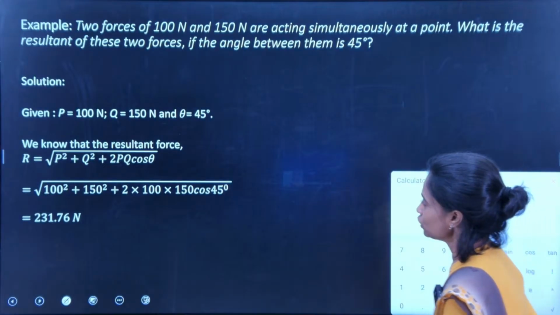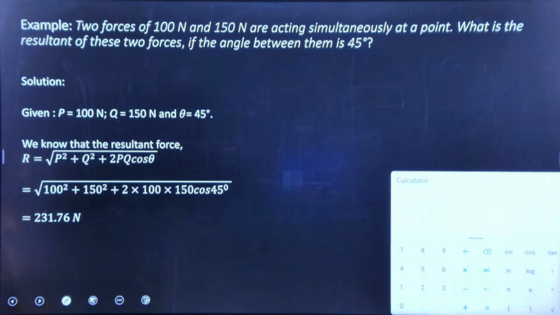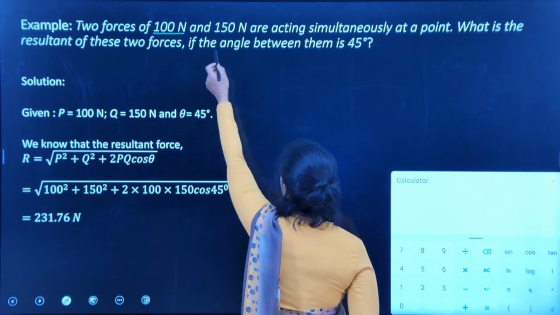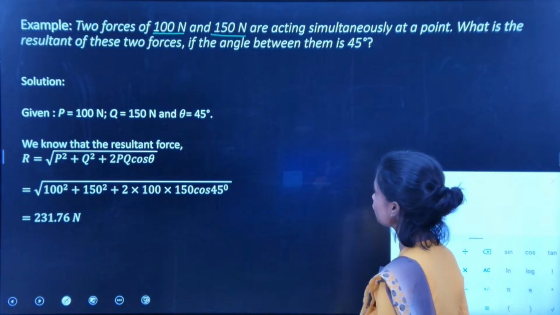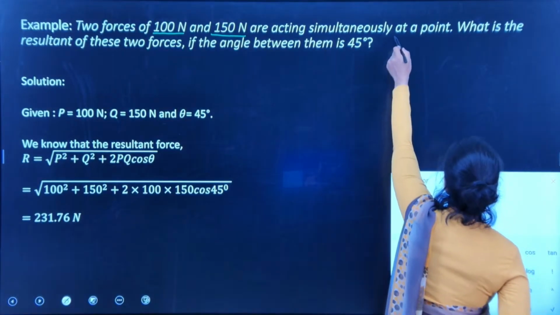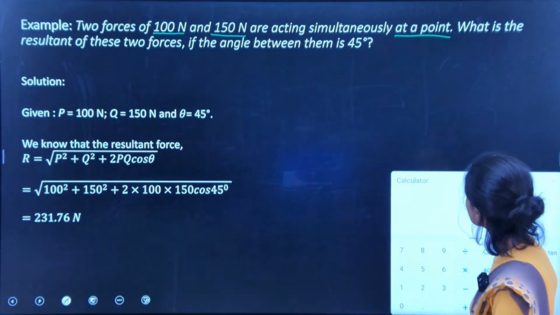Okay, so let's go for this problem. The problem says two forces, okay? We have two forces. One is 100 Newton, the magnitude of one force is 100 Newton, and another force has magnitude 150 Newton. Both are acting at a point. So this is a clear case of concurrent forces, right?